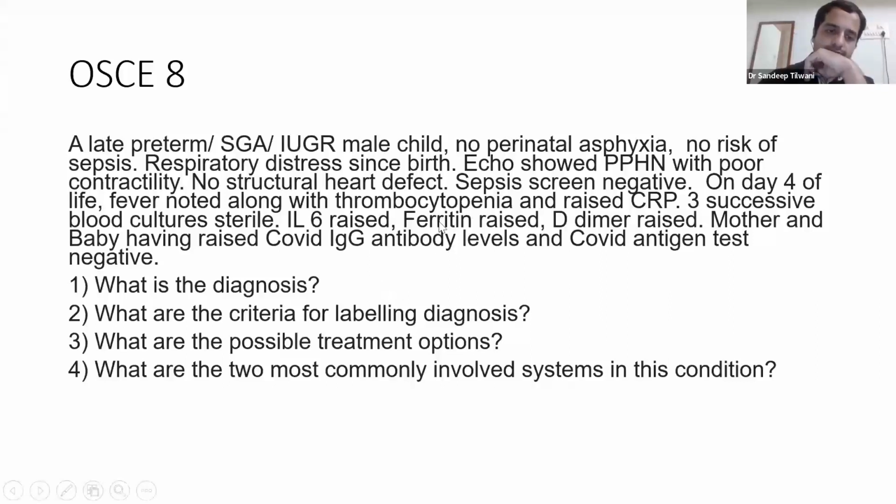So in this scenario, with this history, what is the most probable diagnosis? What criteria do we use for labeling the diagnosis? What are the possible treatment options? And which are the 2 systems that are most commonly involved? So I think everybody is coming up with the right answer. So I will go ahead with the answers.